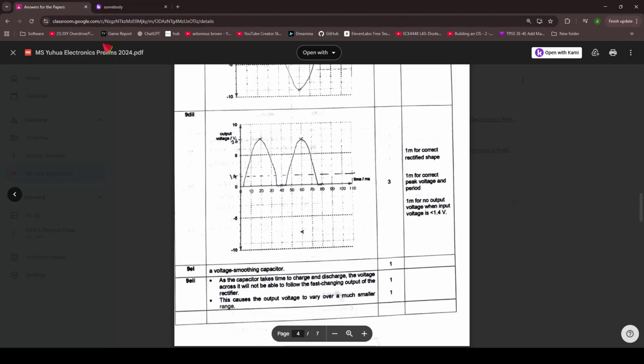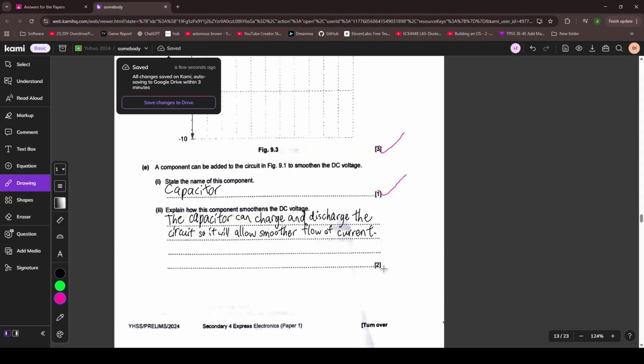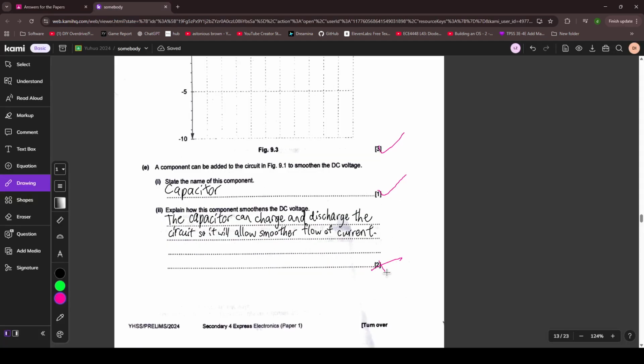Nope. The model answer is: as the capacitor takes time to charge and discharge, the voltage across it will not be able to follow the fast changing output of the rectifier. This causes the output voltage to vary over a much smaller range. Okay, this is wrong completely. So what you need to state is, yes, the capacitor will charge and discharge, but you have to add the point that it will take time to charge and discharge.